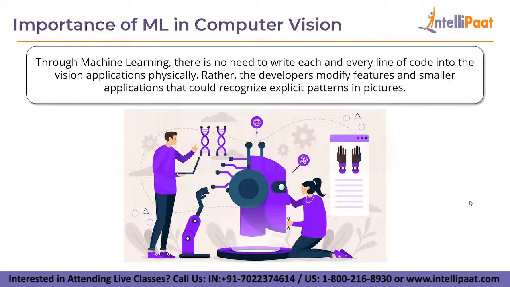Machine learning gave an alternative way of tackling computer vision issues. Through machine learning, there is no need to write each and every step of code into the vision application. Rather, the developers modify features and smaller applications that can recognize explicit patterns in pictures. Machine learning tackled numerous issues that were generally challenging for traditional programming approaches. For example, a long time back, machine learning engineers were able to make a product that could help in the prediction of breast cancer survival windows better than a human specialist.